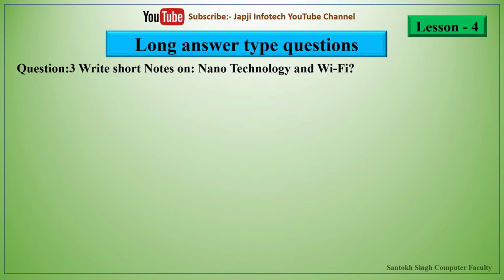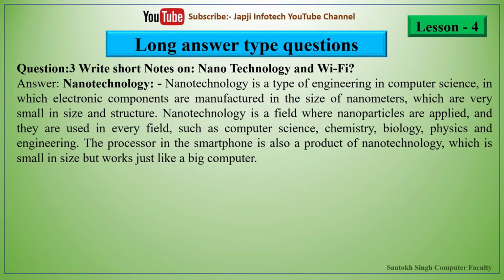So the third question is: write a short note on nanotechnology and Wi-Fi. So the first one is nanotechnology. Nanotechnology is a type of engineering in computer science in which electronic components are manufactured in the size of nanometers, which are very small in size and structure. Nanotechnology is a field where nanoparticles are applied, and they are used in every field such as computer science, chemistry, biology, physics, and engineering. The processor in the smartphone is also a product of nanotechnology, which is small in size but works just like a big computer.